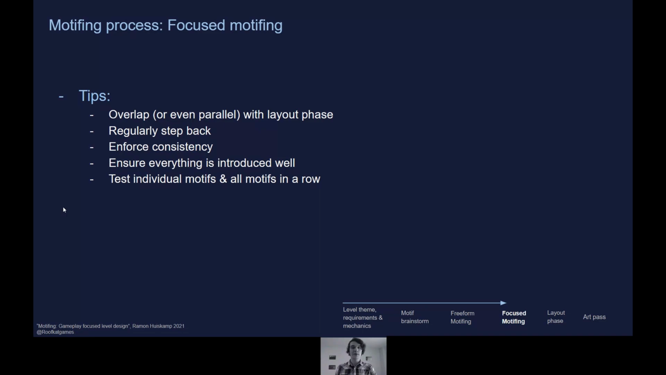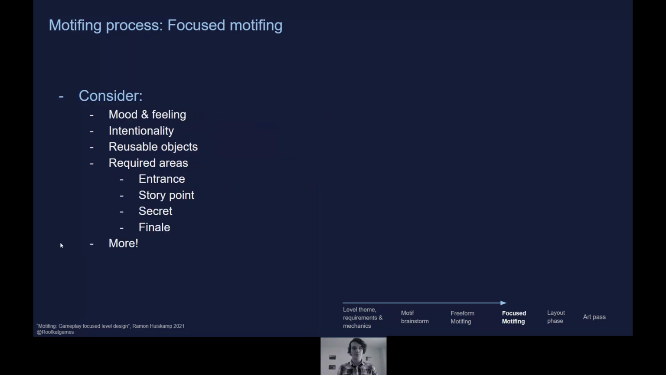Pretty straightforward. You want to ensure everything is introduced well. This may mean making some additional motifs to try and make sure that motifs that are more complicated are first introduced. You first introduce the mechanics in them in individual isolated sections. And again, you test the individual motifs, but you also really want to test everything in a row. And that's kind of where going back and forth between the layout phase and the focus motifing is very relevant.